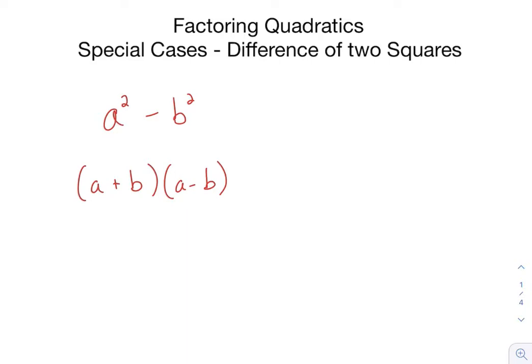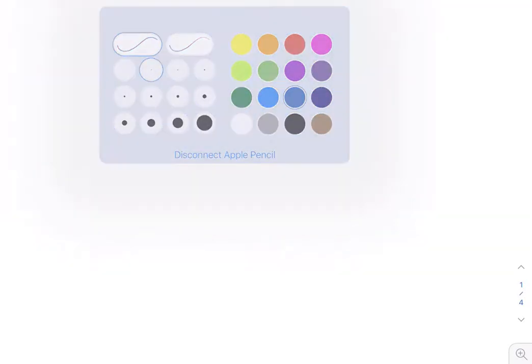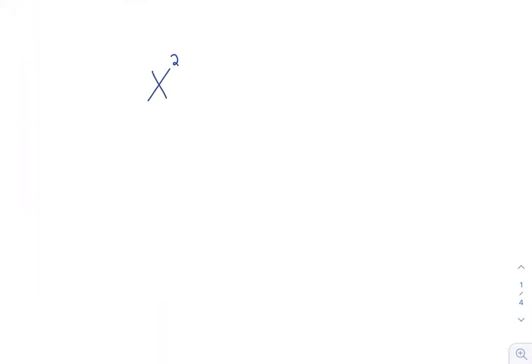You take the square root of each of those terms and make one binomial where you're adding them and one binomial where you are subtracting them. So let me just make some examples here and you can see what I'm talking about. So x squared minus 36. Now this has to be a difference of two squares, so it has to be subtraction. If it's an addition problem, that cannot be factored using real numbers. So x squared minus 36.